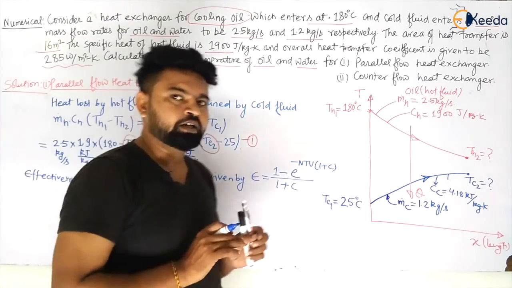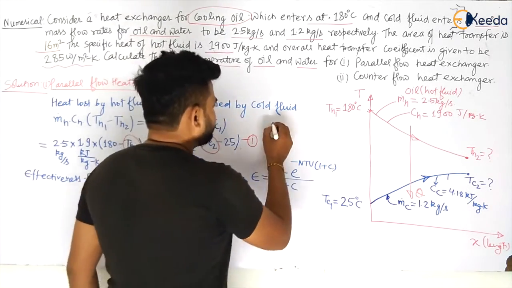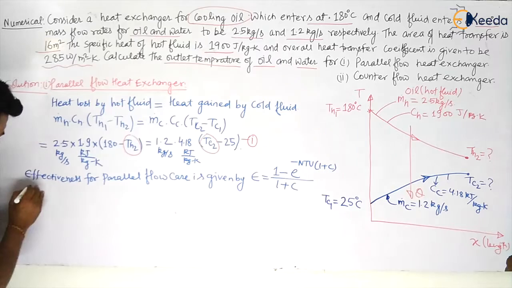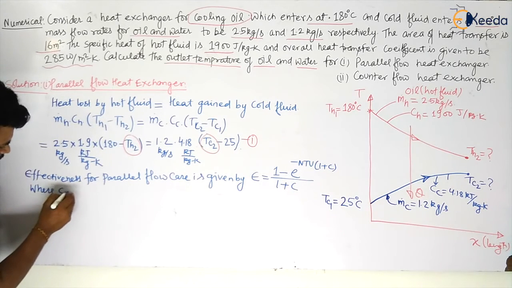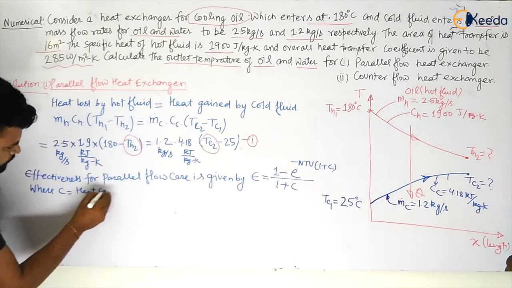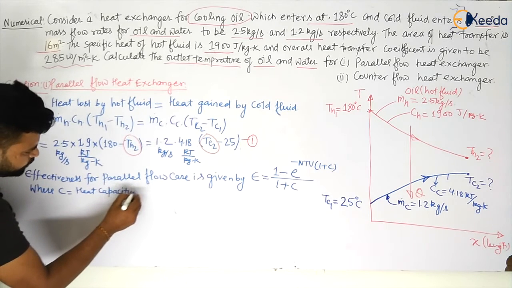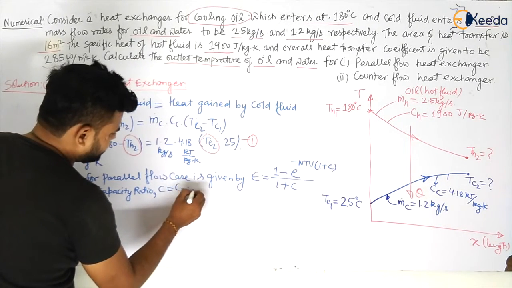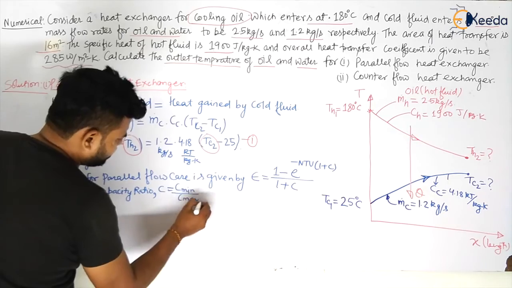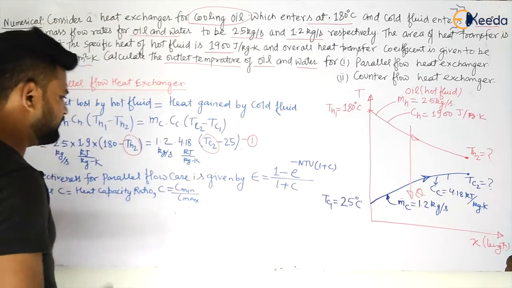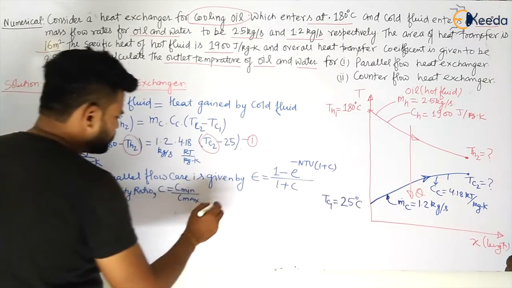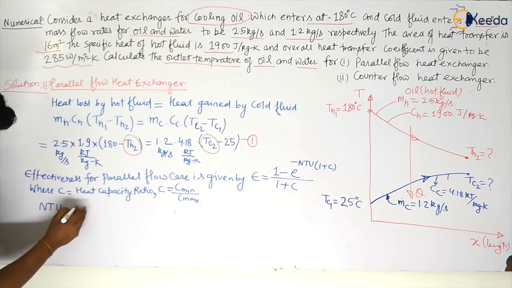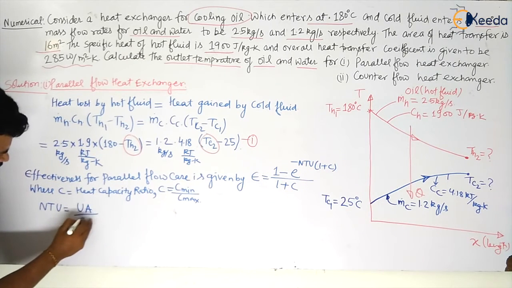What is your C? C is the heat capacity ratio, my dear students. Can I calculate it? Yes, sir. This will be C minimum divided by C maximum. Yes or no? You remember that. Can I calculate the NTU? What will be NTU, my dear students? Number of transfer units, which is given by UA divided by C minimum.